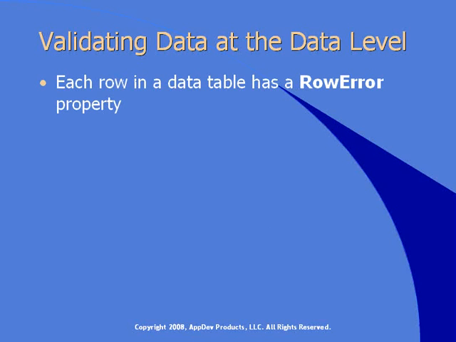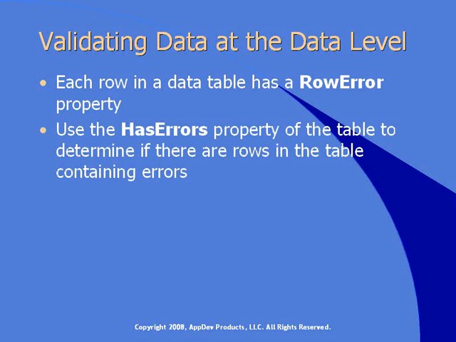Now, how do you know if the user entered invalid data? Well, each row in a data table has a row error property. And you can then call the has errors property of the table to determine if there are rows that have errors in them, and then you can use that row error property to display to the user what the error actually is. So let's go back to demo and let's see how to move the validation code we just looked at out of the form and into the data set.